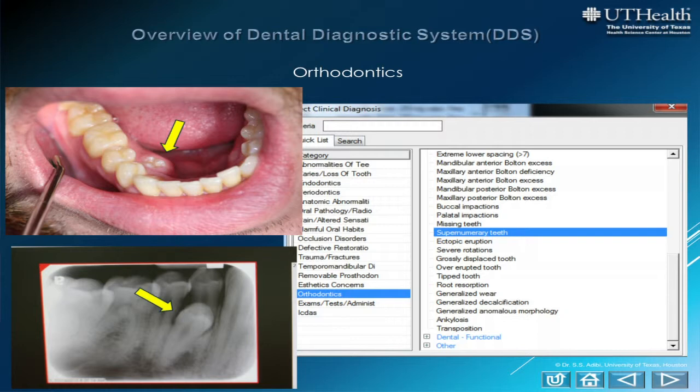This 24-year-old male patient has an extra partially impacted tooth that is mainly due to dental parameter conditions in the manual. Therefore, a diagnosis of supernumerary teeth would be appropriate for this case.